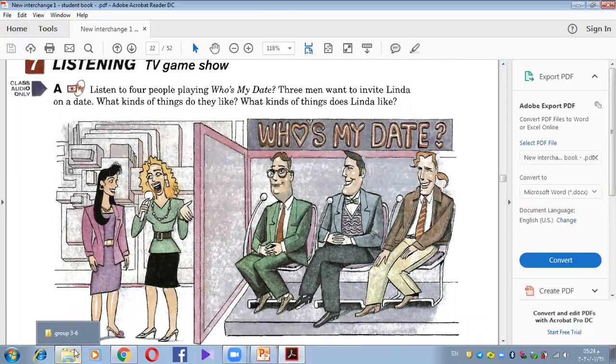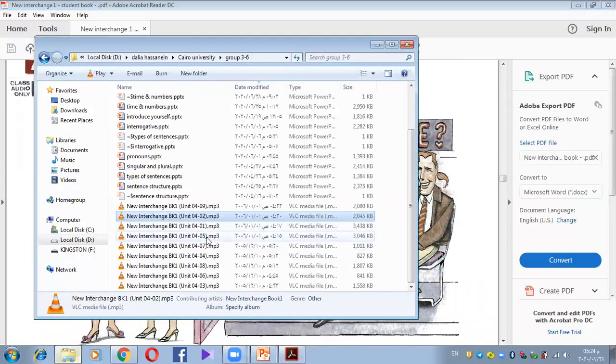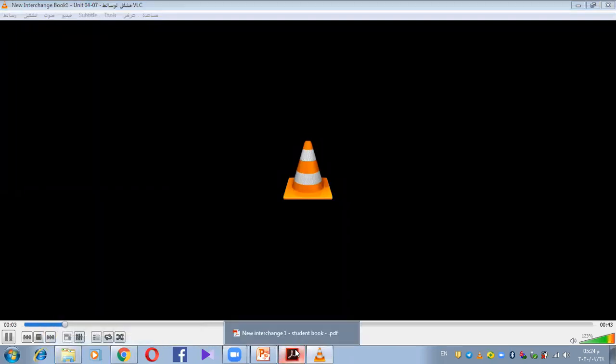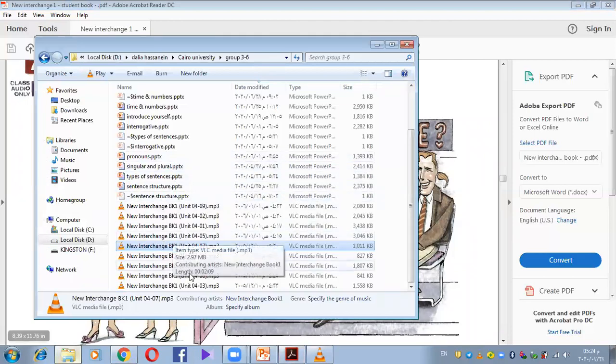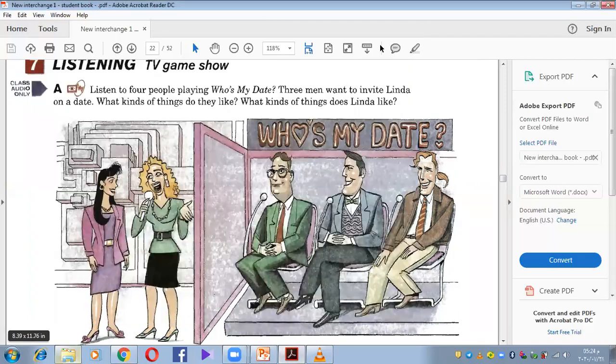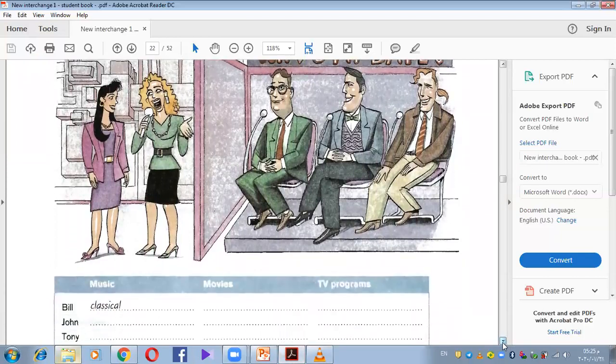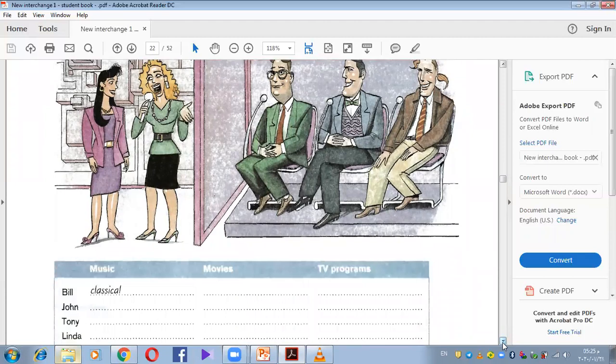Page 24, Exercise 9, Grammar Focus. Would, verb plus to plus verb. Sorry, it's not the right one. Page 23, Exercise 7. Yes, that's it. Listening, sorry. TV game show. Part A. Listen to 4 people playing Who's My Date? 3 men want to invite Linda on a date. What kinds of things do they like? What kinds of things does Linda like?